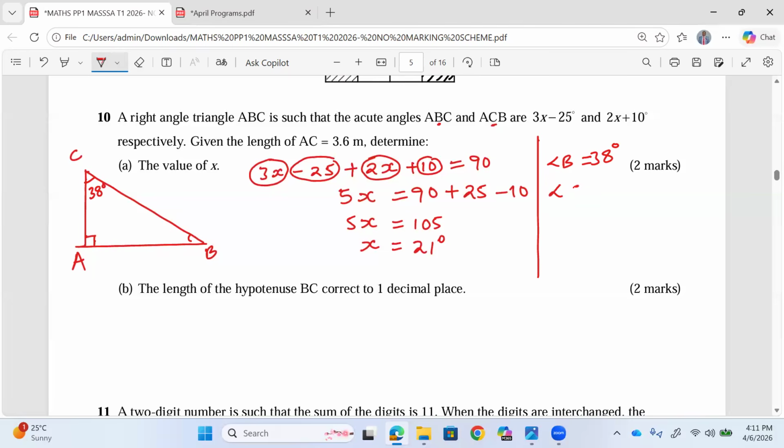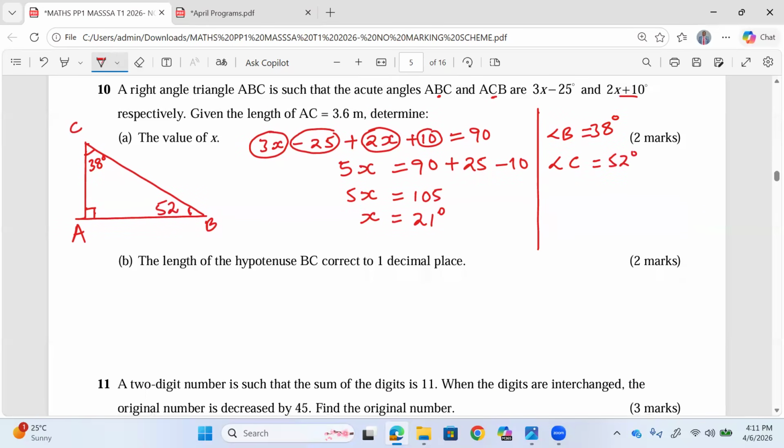Again, the angle at C equals 2x plus 10. So 2 into 21 plus 10. This is exactly 52 degrees. So this is 52. The other one is 38. So those are the acute angles. Now the length of BC should be found to one decimal place. AC, which is here, is 3.6 meters.